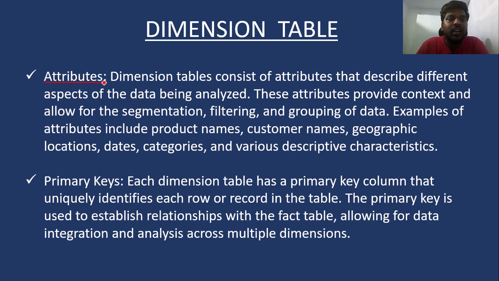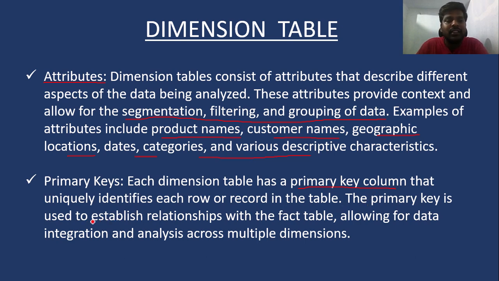Attributes: dimension tables consist of attributes that describe different aspects of data. These attributes provide context and allow for the segmentation, filtering, and grouping of data. For example, the data would be like product names, customer names, geographic locations, dates, categories, and various descriptive characteristics. Primary keys: each dimension table has a primary key column that uniquely identifies each row or record in the table.